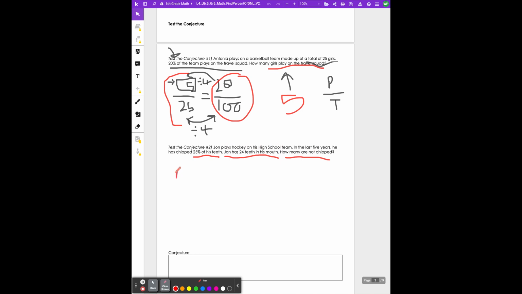So, part over total. First off, 25%. What does that mean? 25 over 100, or 25 out of 100. What's that equal to? Well, that 25%, we're told, is the number of teeth that John has chipped. Well, what else do we know? We know that there's a total of 24 teeth in John's mouth. We need to figure out how many of those teeth have been chipped, or have not been chipped. How many are not chipped?